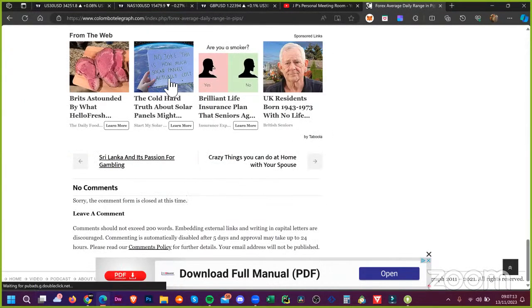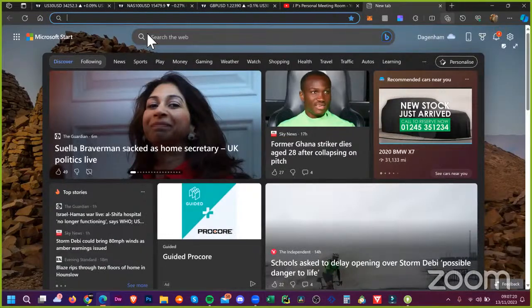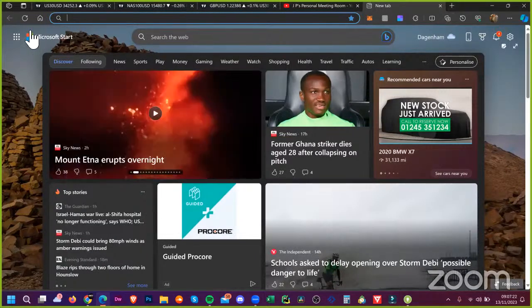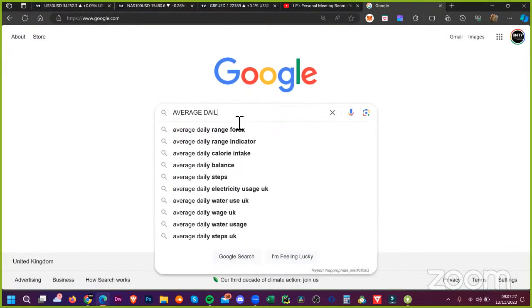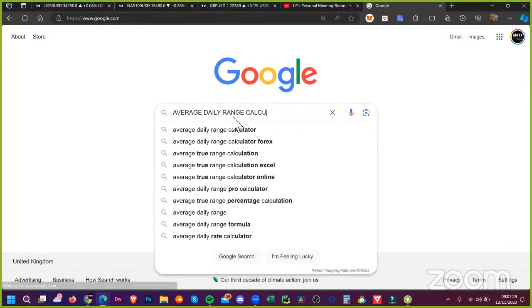I'm sure I did bookmark one. My apologies, guys, but let's just find a good one that we can use: average daily range calculator.